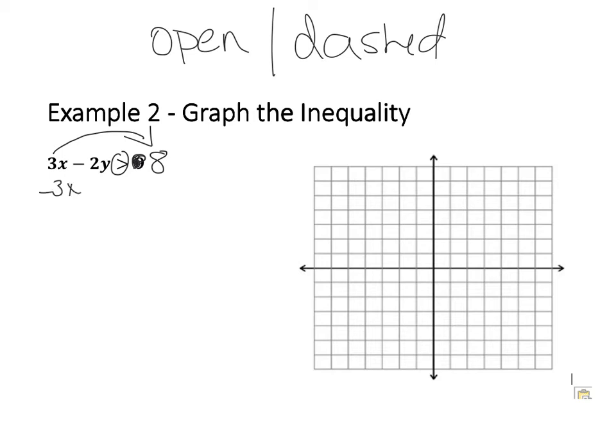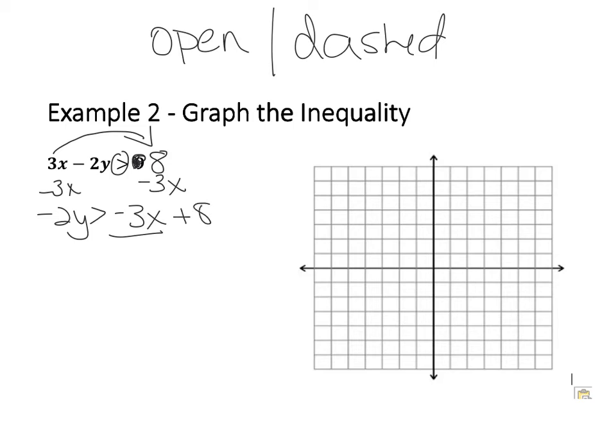So I'm subtracting 3x from each side, and I get negative 2y is greater than... Oops, that is supposed to be an x there. So my 3x and my 8, I can't combine them together because the 3 has an x attached to it and the 8 doesn't, so I'll just write them separately.